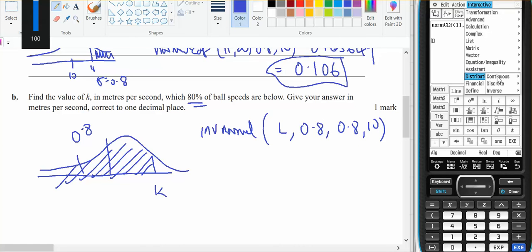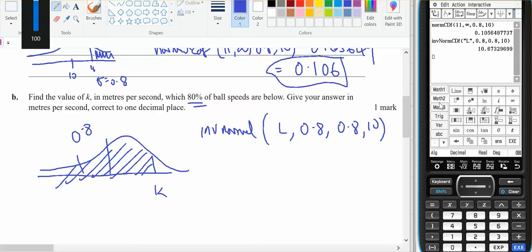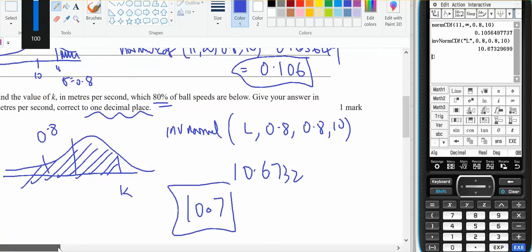On my calculator, left is 0.8, standard deviation is also 0.8, and my mean is 10. And that gives me 10.6732. To 1 decimal place, 10.7 is what I'm after.